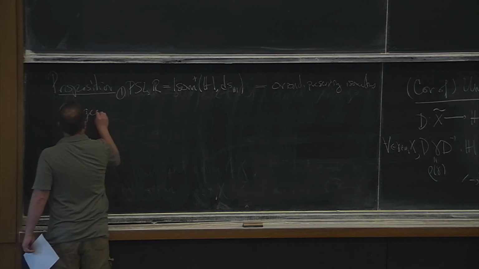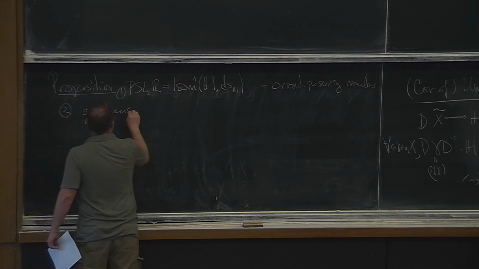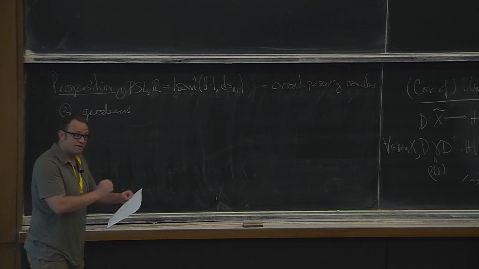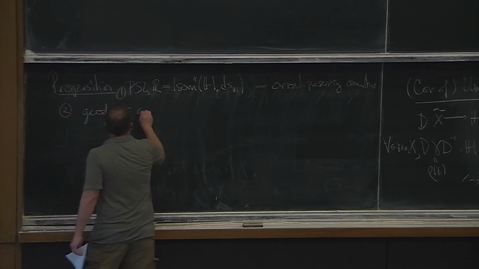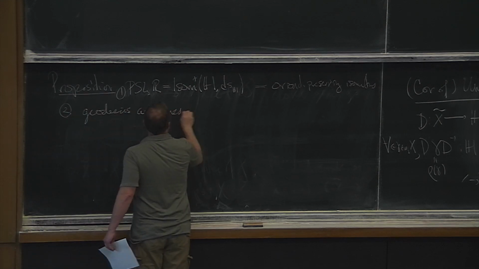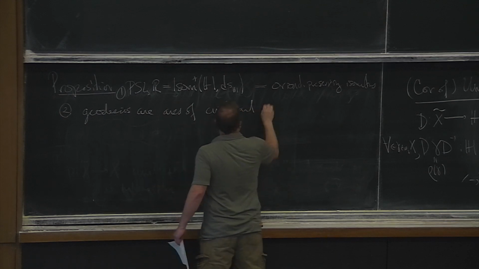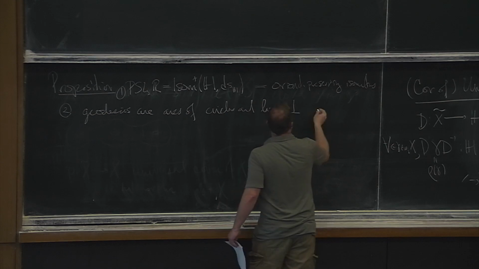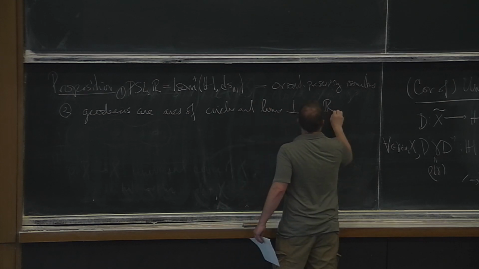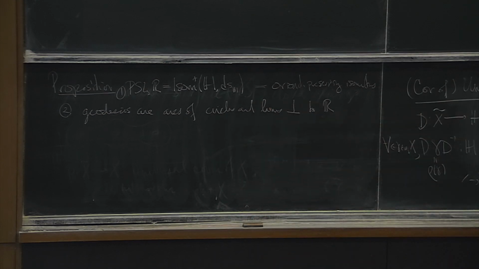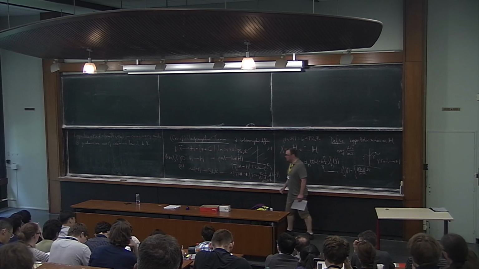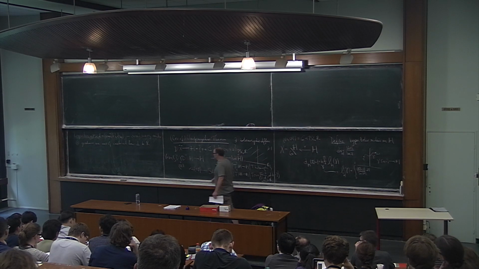Maybe two is that geodesics, which are length minimizing paths between pairs of points, are arcs of circles and lines orthogonal to the real axis. So here we have the real axis sitting inside of the complex plane, which sits at infinity of H, so the boundary.